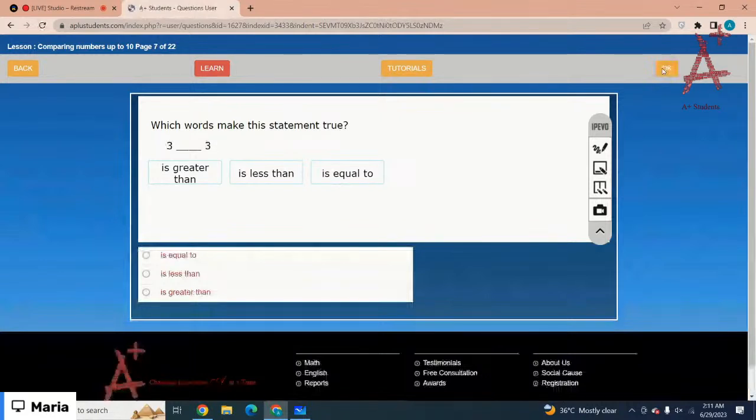Which word makes the statement true? Which is the correct option? 1, 2, 3. Equal to, less than, greater than. Which is the correct option? Both the numbers are exactly same. That means they are equal.